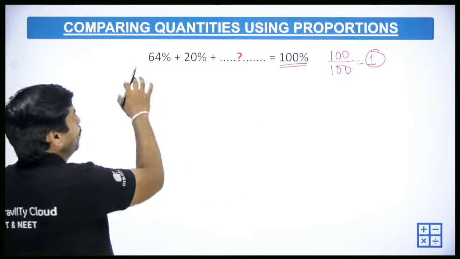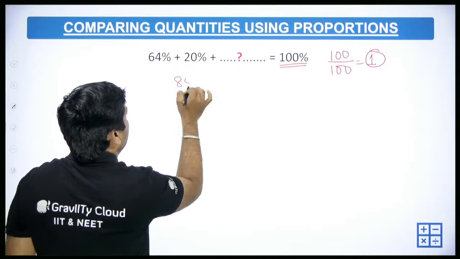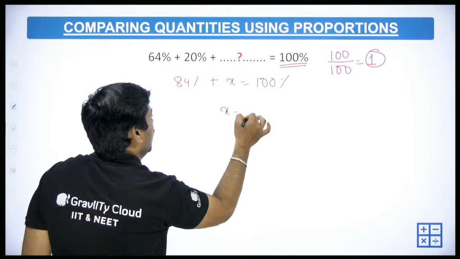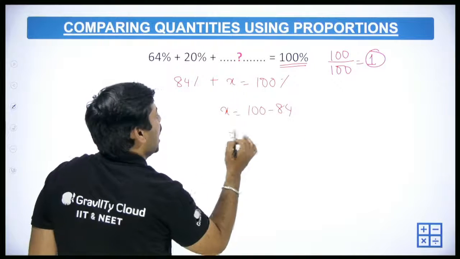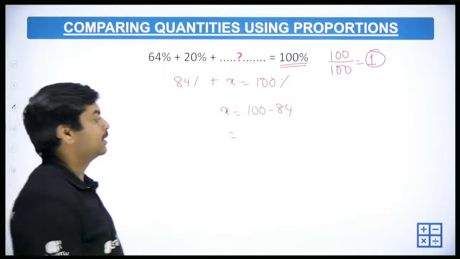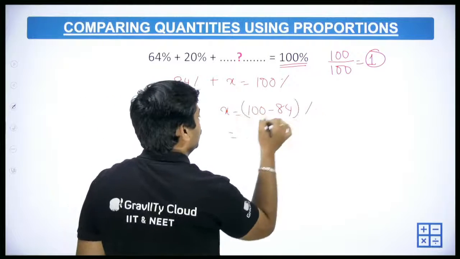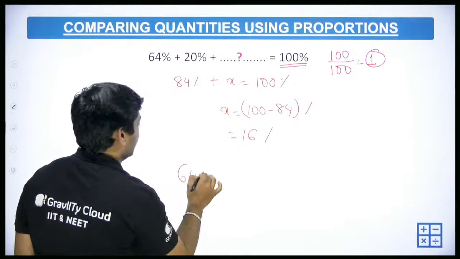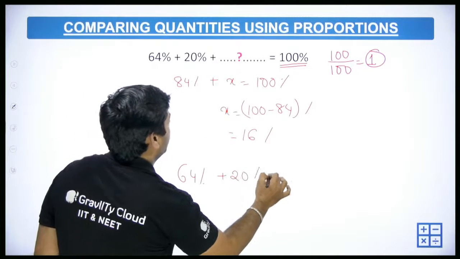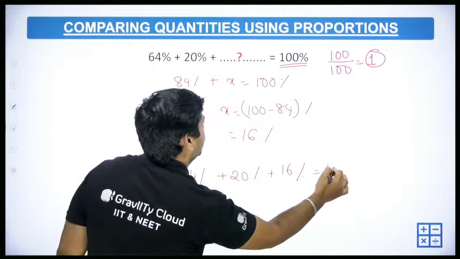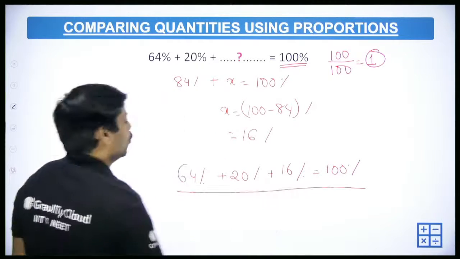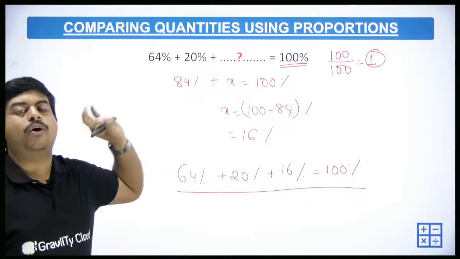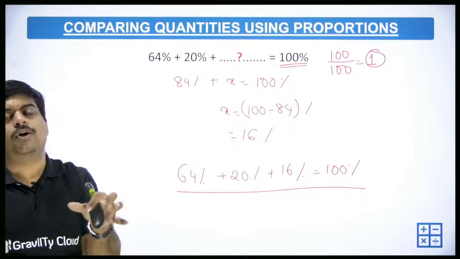Complete set. That means always the sum of the percentages will be equal to 100%. Right? So 64 plus 20 is 84, 84 percentage plus X will be equal to 100 percentage. So X is equal to 100 minus 84 percentage, so it is 16 percentage, right? So 64% plus 20% plus 16% is equal to 100 percentage, right? So always the sum of the percentages in one situation will always be equal to 100.